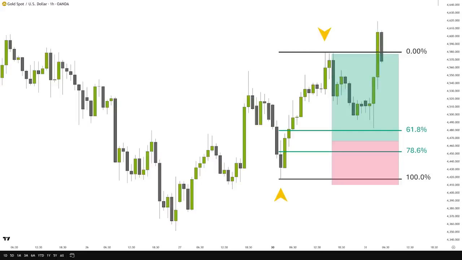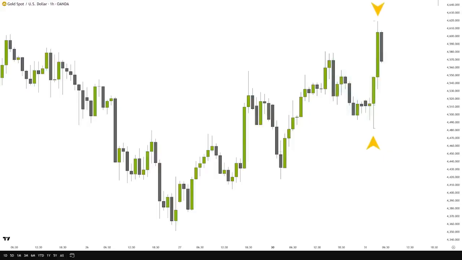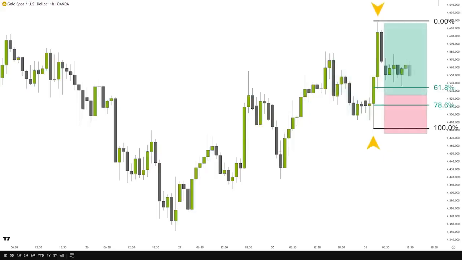This time, the price didn't reach the 61.8% level, so our order is not triggered. That's perfectly fine. Not every setup will lead to a trade. We simply wait for the next opportunity. We can continue trading this strategy as long as the market remains bullish.